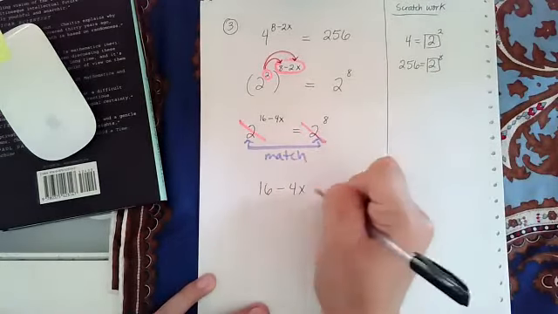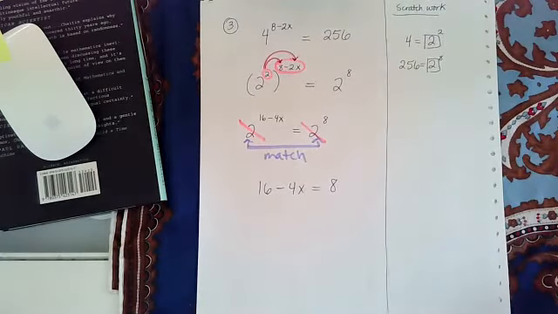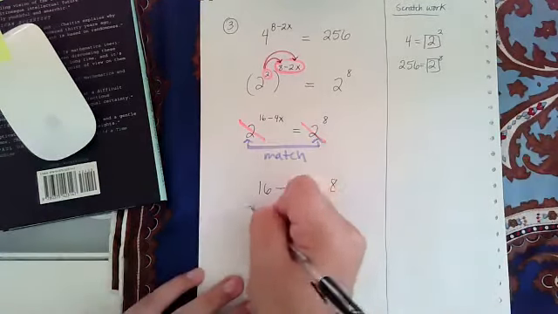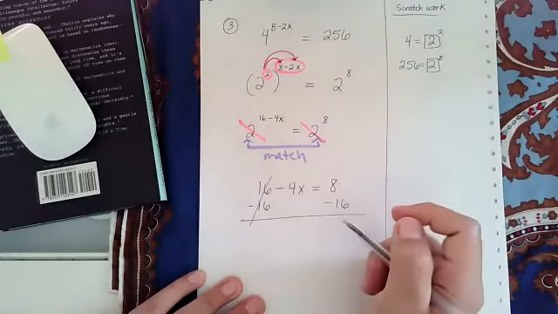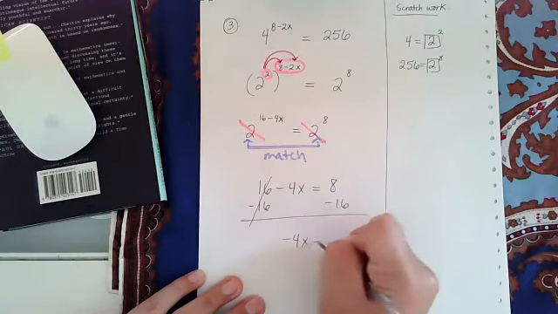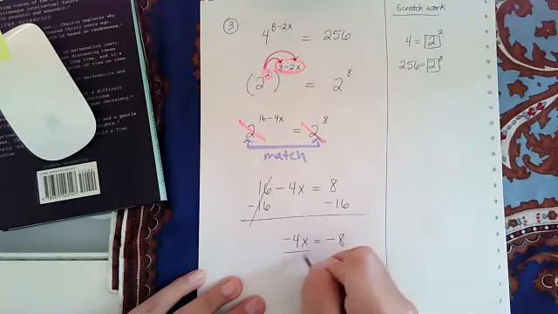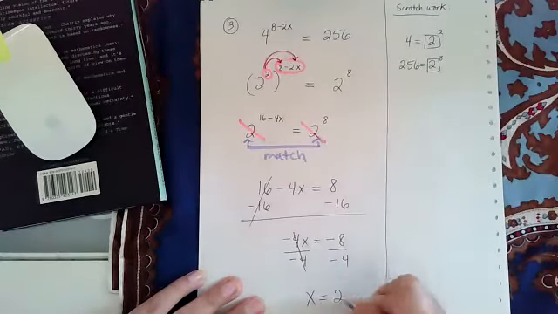16 minus 4x is equal to 8. And that's just a linear equation. We can solve that by just getting the numbers to one side, getting the x to the other side. So I could subtract 16 from both sides. Negative 4x is equal to, this would be negative 8. Divide by negative 4 on both sides. And x is equal to positive 2.